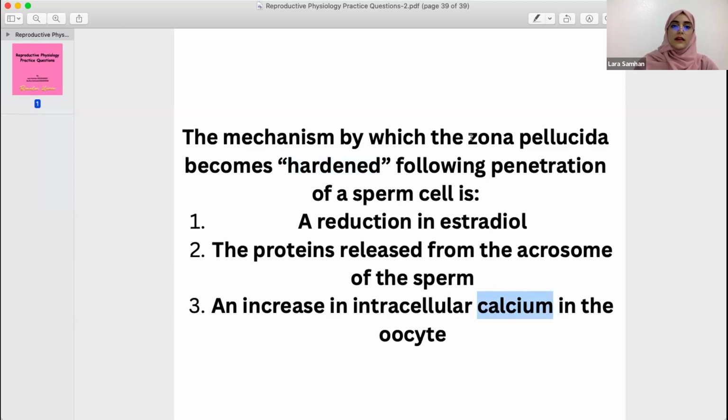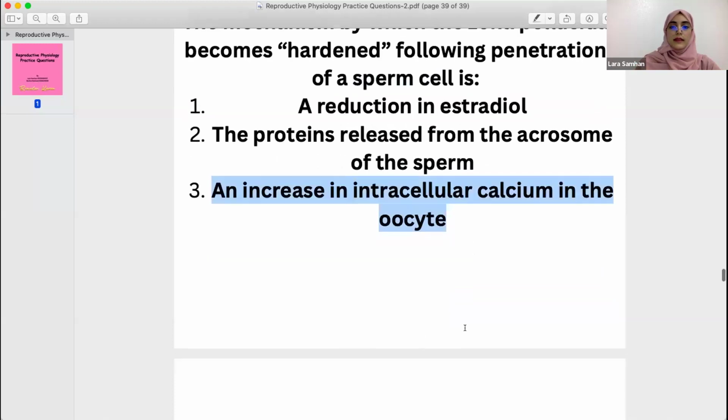So it says the mechanism by which the zona pellucida becomes hardened following the penetration of the sperm. As we know, once one sperm succeeds in penetrating the egg, we don't want any other sperm to penetrate. This sperm wants to be the only one. It's quite selfish, it doesn't want any other sperm to enter. So we have calcium that hardens the zona pellucida layer and prevents other sperm from entering, or at least makes it difficult. So the correct answer is an increase in the calcium in the oocyte.